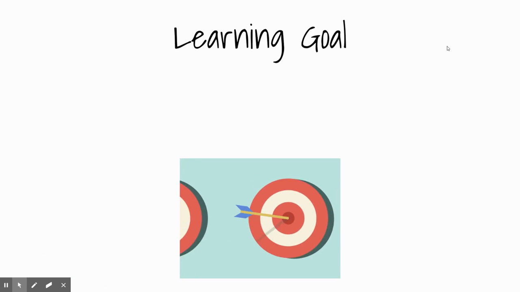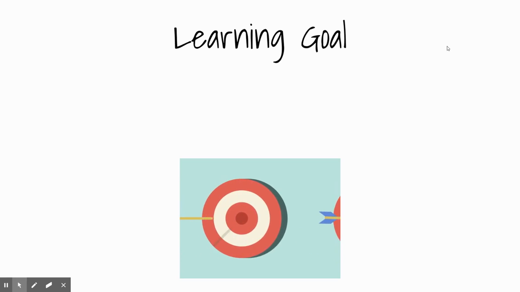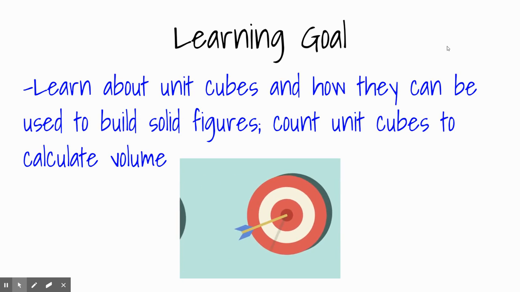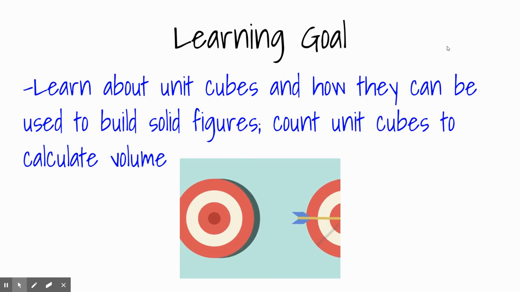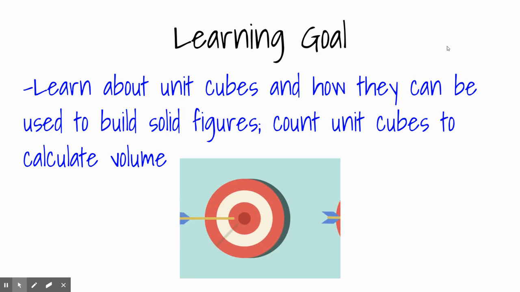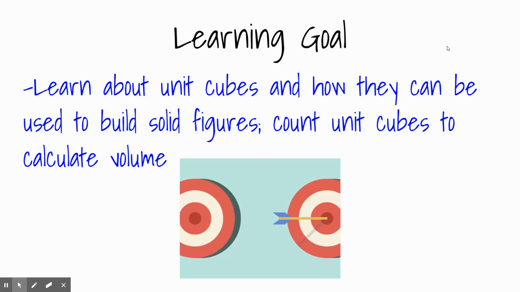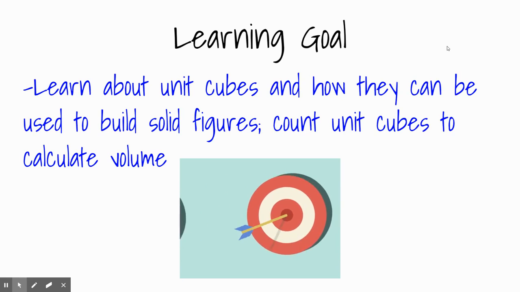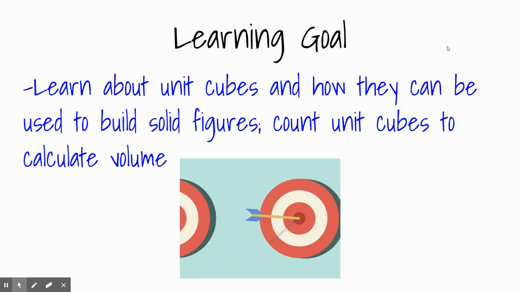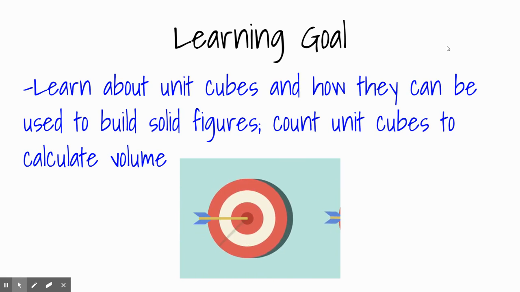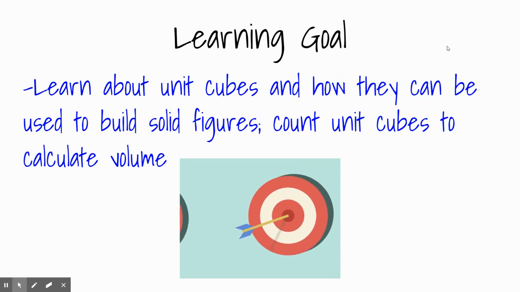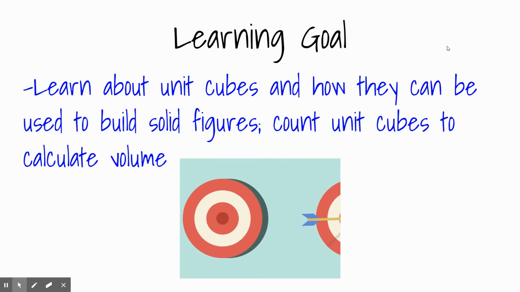So let's circle back now to the learning goal, which might have sounded confusing at the beginning of this video, but let's see if it makes more sense now. Our goal was to learn about unit cubes. So ask yourself, do I know what a unit cube is now? Does it make more sense? A unit cube is a cube where the length, the width, and the height all measure 1. And then we looked at how unit cubes can be put together to make different 3-dimensional solid figures. And then we practiced counting unit cubes to calculate volume.